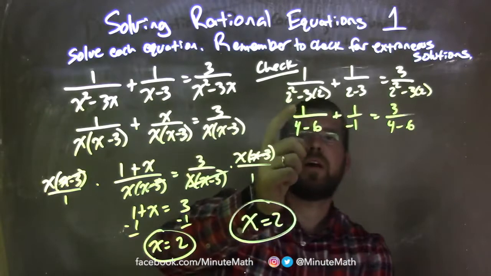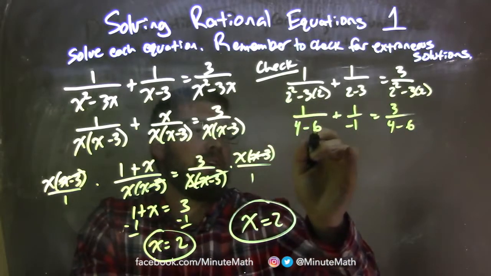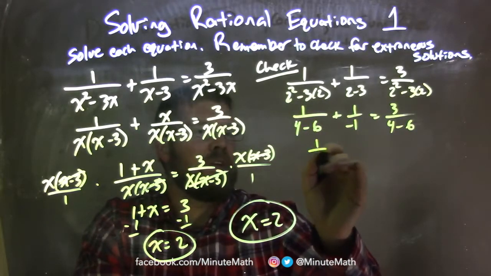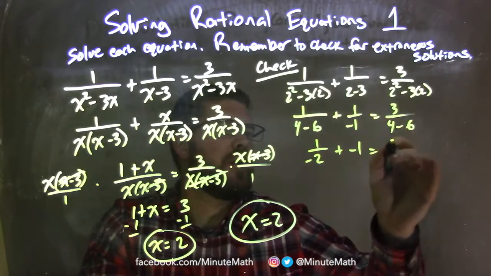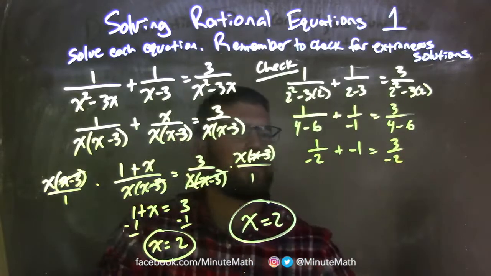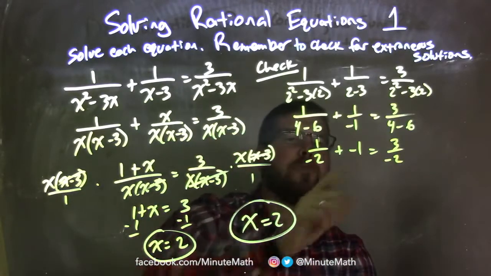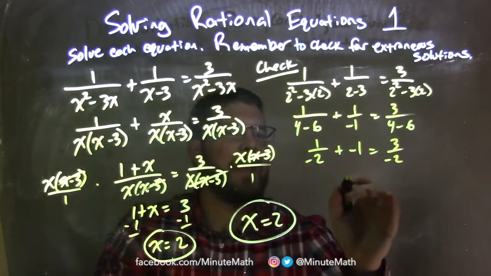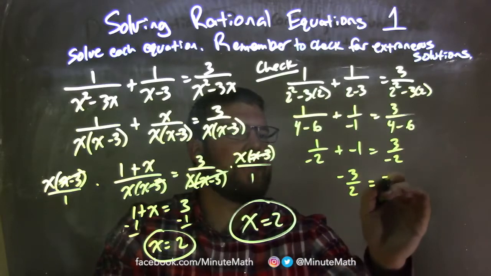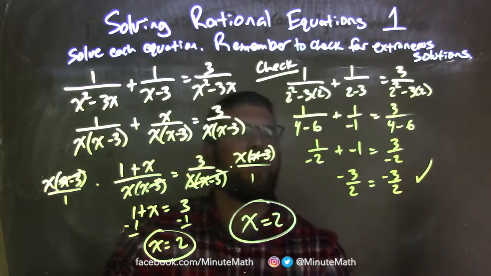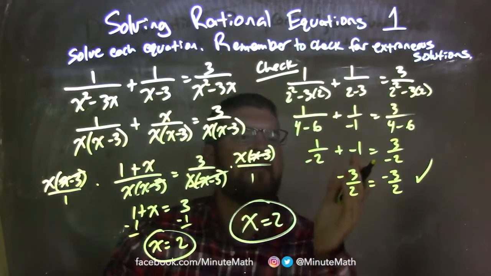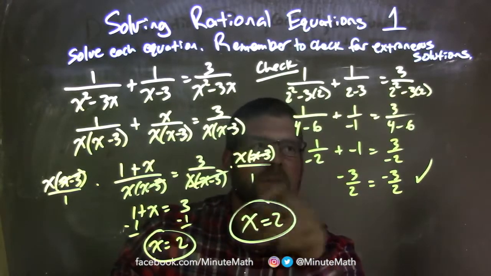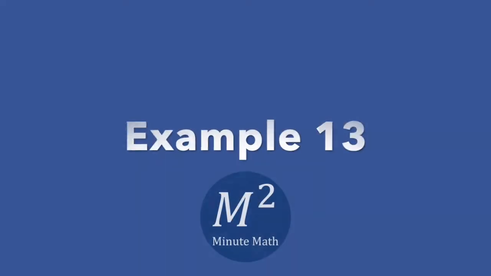So let's simplify here. We have 4 minus 6 is negative 2, so we have a negative 1 half there plus a negative 1 equals 3 over a negative 2. Okay? Well, negative 1 half plus a negative 1 is a negative 3 halves. So we have negative 3 halves here equals a negative 3 halves. And there we go. Our left and right hand side are equal, which is great and fantastic. And that confirms that 2 is a real answer, not an extraneous solution.